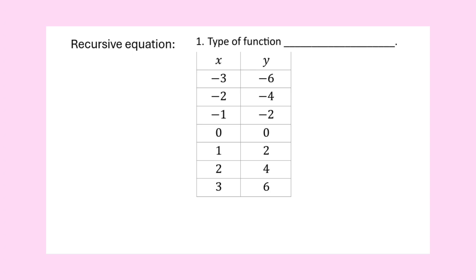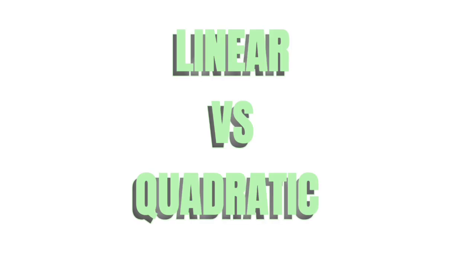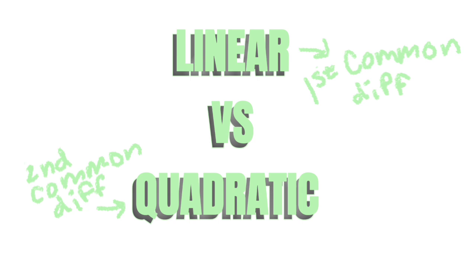In this first question, we are given a data table, and our job is to figure out what type of function it is, whether linear, quadratic, or neither. With a linear function, there will be a first common difference between the data points, versus with a quadratic function, there will be a second common difference between the data points.